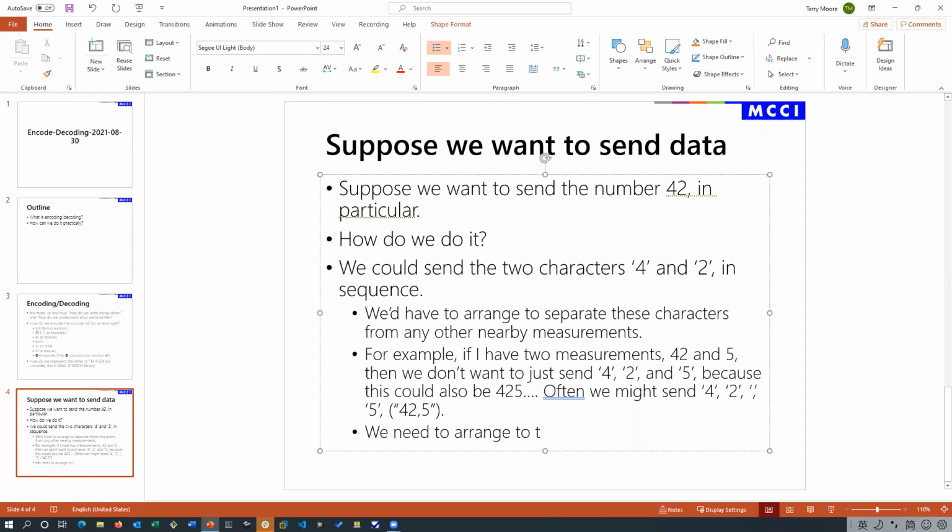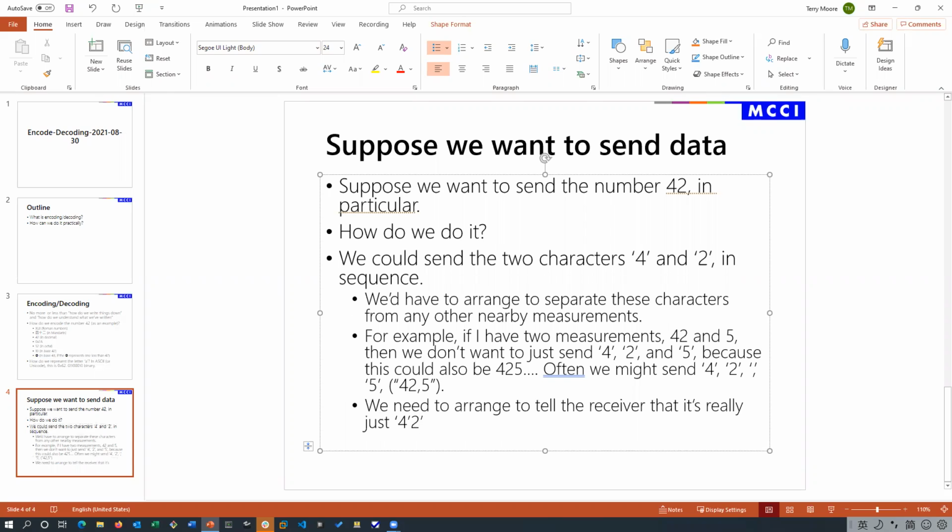For instance, tell the receiver that it's really just 4 and 2, and there's nothing else coming. Now, sometimes the receiver can just receive 2 characters and just know that it's always 2 characters, but that's not always convenient. So in any case, we've got to set up a convention so that the sender and the receiver can agree that when the sender sends 42, the receiver sees the 42 and knows that that's really the number 42.